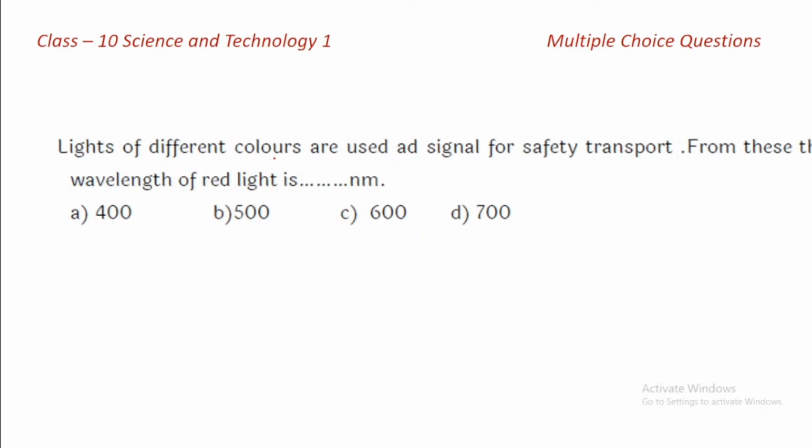Lights of different colors are used as signals for safety in transport. From these, the wavelength of red light is dot dot nm: 400, 500, 600 or 700. Correct answer is 700. The wavelength of red light is 700 nm.